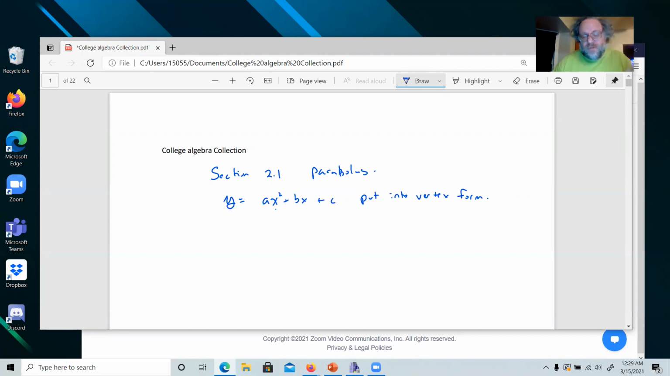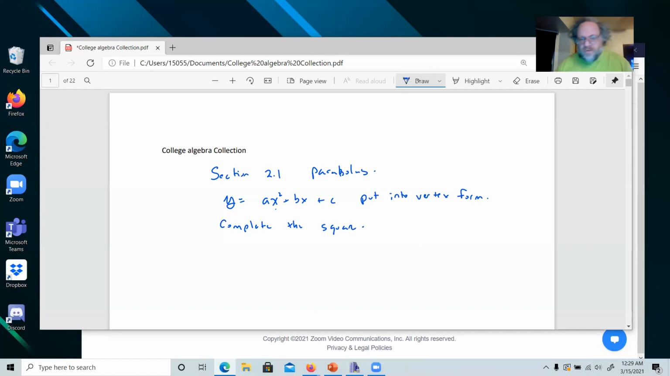But the first couple of problems you have in your homework, they put it in vertex form for you. But if this was the first section, we would have to know how to do this. Okay? And the way we're going to do it is by a technique called completing the square.